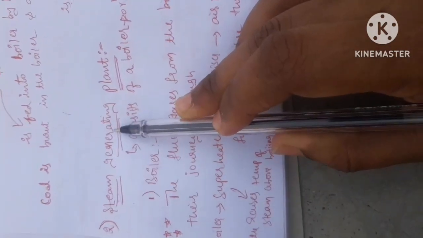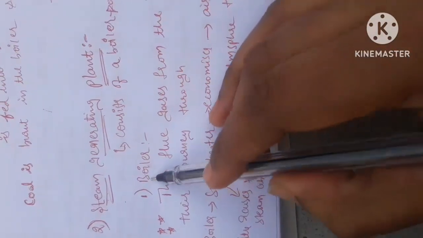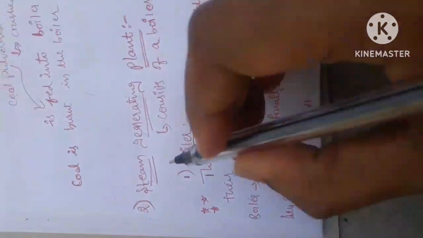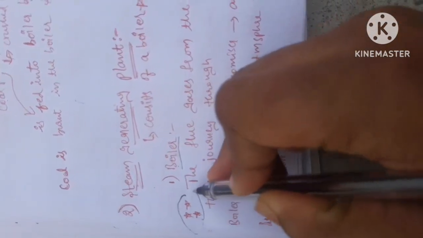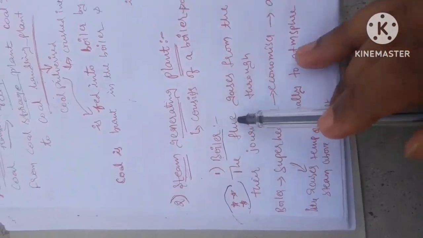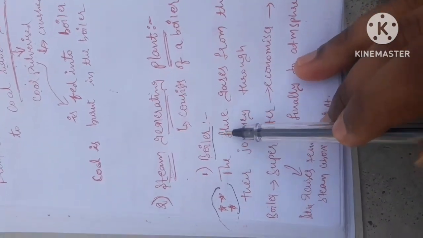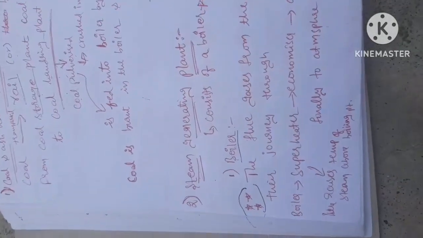It is called the steam generating plant. In this steam generating plant, we have the boiler. This is the most important bit, which I marked with a star mark. Why? Because this question was recently asked in the SPDCL exam of July 2022, which was held last year.